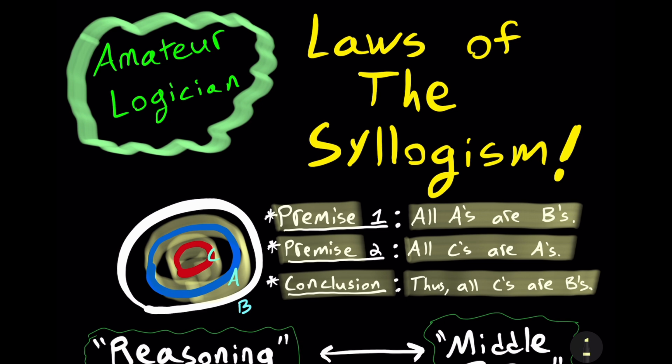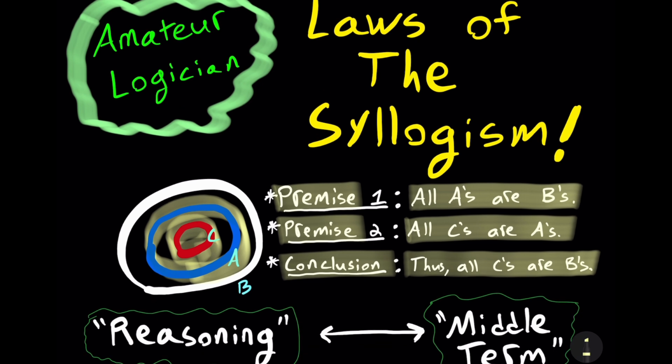Insofar as we start with true premises, and provided we follow the formal rules of logic, the laws of the syllogism, then the derived conclusion is guaranteed 100% to be true. But it's important to realize that the conclusion only follows from the premises by the structure of that syllogistic argument. There's a certain pattern there.